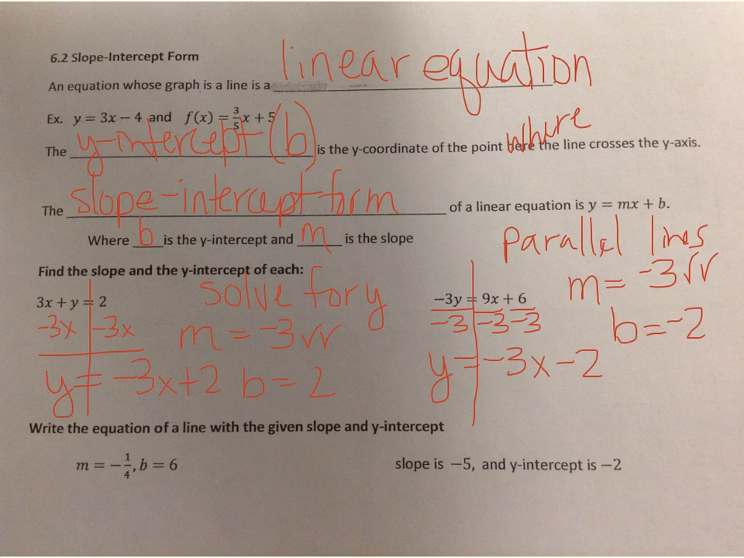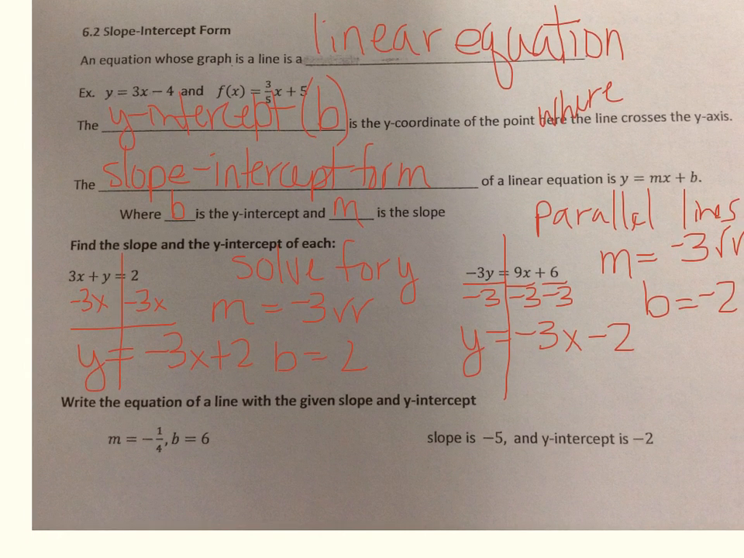All right, now we're going to write the equation of a line with the given slope and the y-intercept. So here you have examples in your textbook. All you're going to do is substitute in the m and the b modeling this equation. Pretty basic. So y equals negative 1/4 x plus b, or y equals negative 5x minus 2.